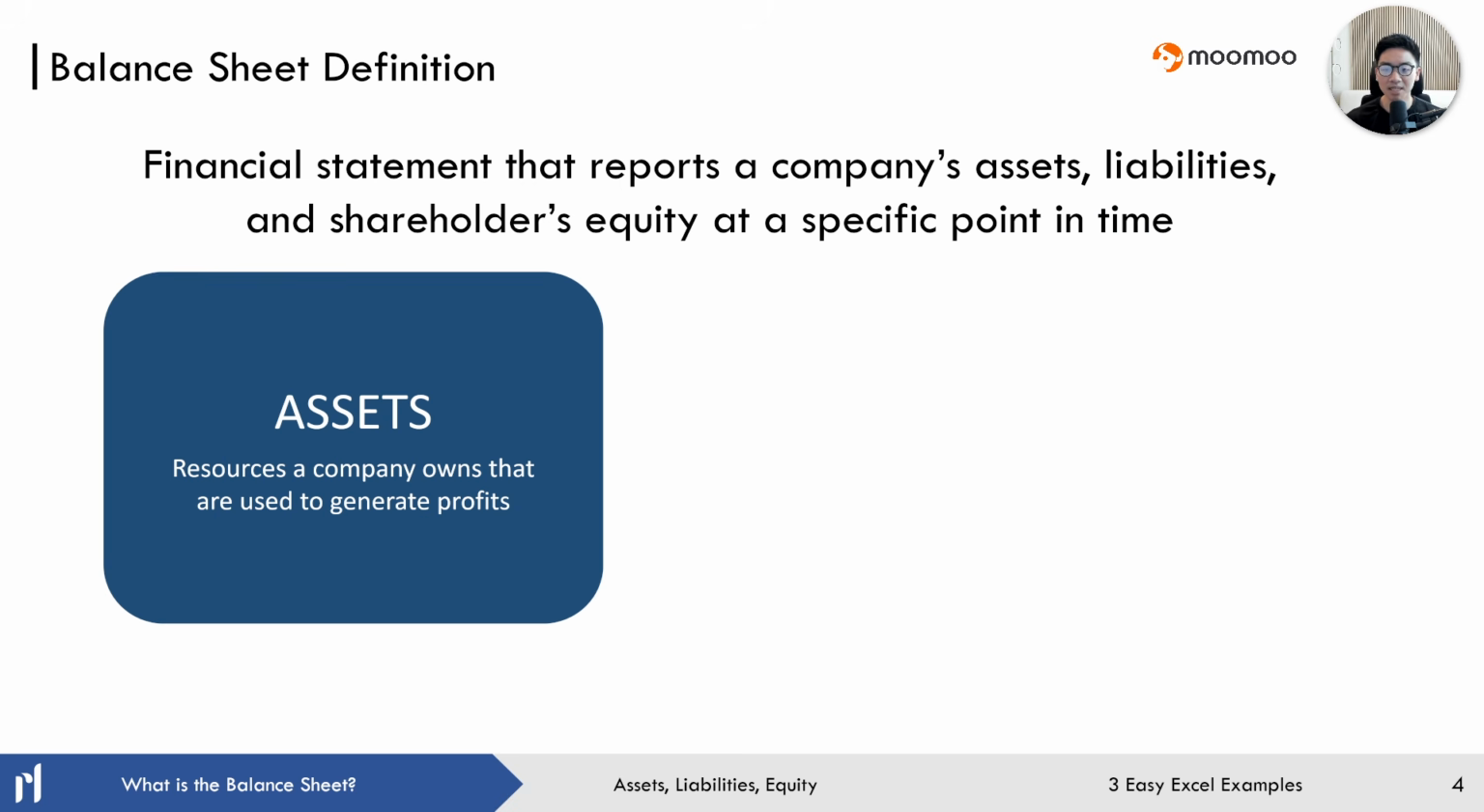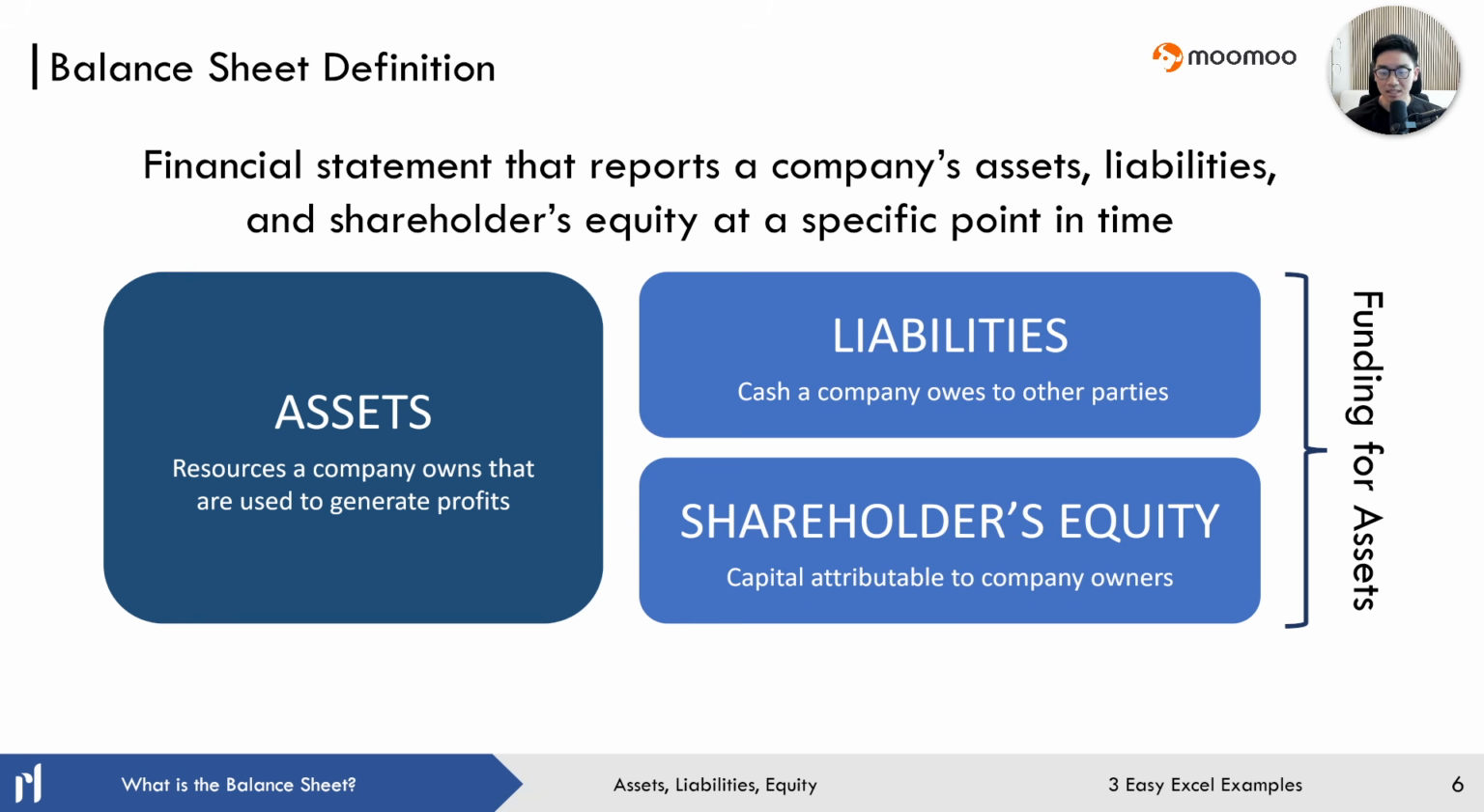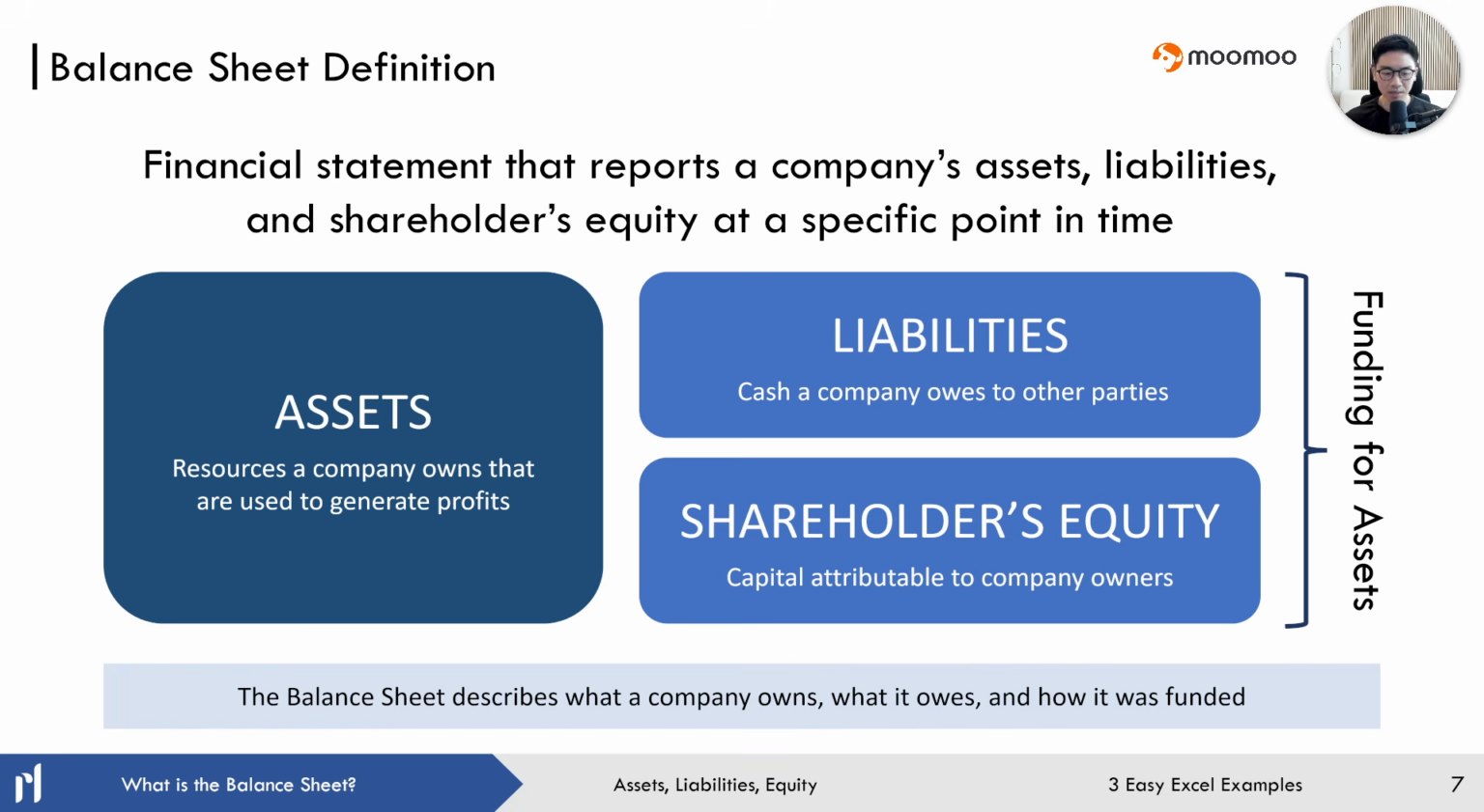So going into some of the key parts of any balance sheet. First of all, assets are resources a company owns that are used to generate profits. So you can think of it as basically what companies own. Then liabilities are cash a company owes to other parties. Shareholders' equity is capital attributable to company owners. And one way to think about how all of these three things fit together is that liabilities and shareholders' equity fund assets. And I promise you by the end of this video, you'll really understand what all this means. But another kind of simpler way to understand the balance sheet is that it describes what a company owns, what it owes, and how it was funded.